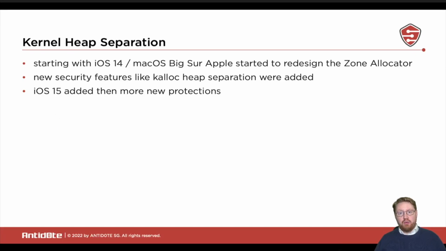So, what kernel heap separation stuff is there? Basically, since iOS 14, Apple has started to redesign the zone allocator. They made some first changes first, and then they completely changed it in iOS 14.5, and then they added more stuff in iOS 15. One of the things they added was new security features that involve heap separation, first and foremost kalloc heap separation. And later they added more.